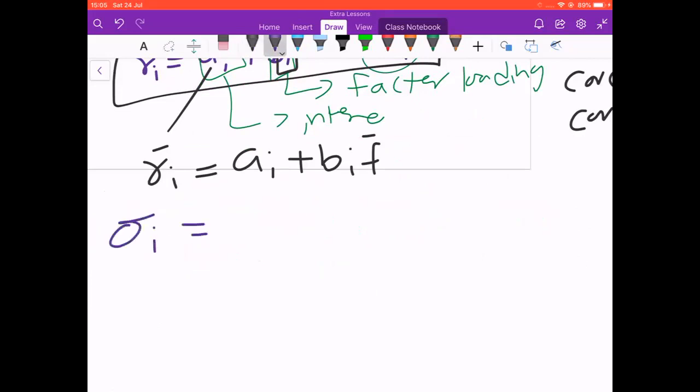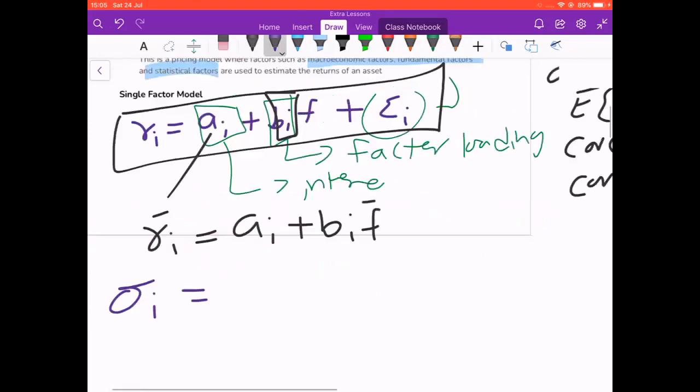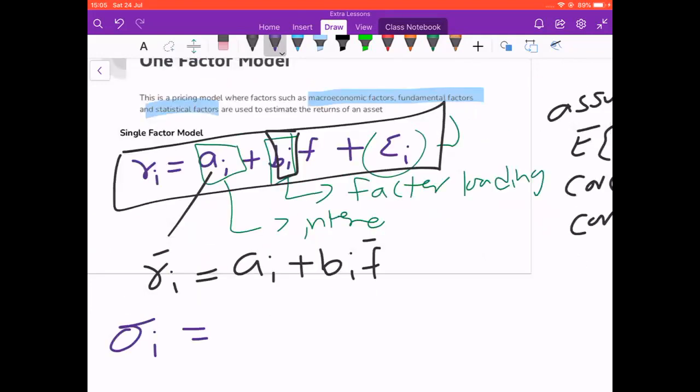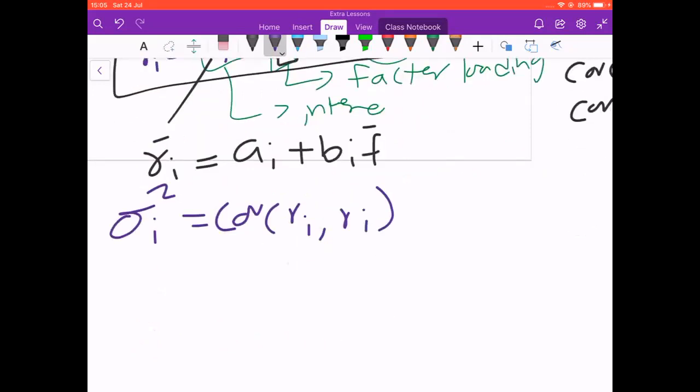Of i based on factors. Basically, if you don't have the data of your returns, you can still use factor models. You can still look at a factor to find the variance of a model. This is going to be the variance of r_i. Do you guys want me to prove it, or should I just write it down?